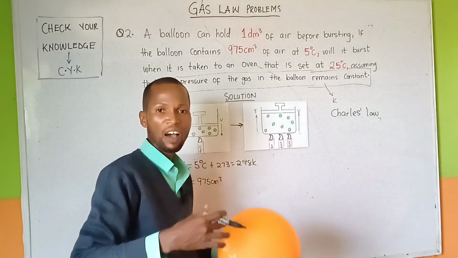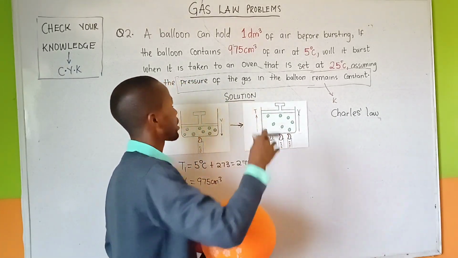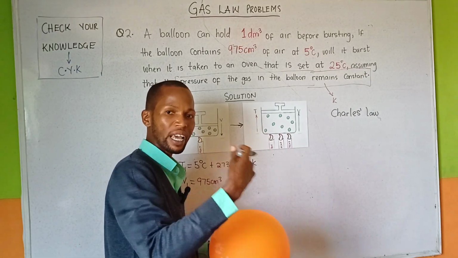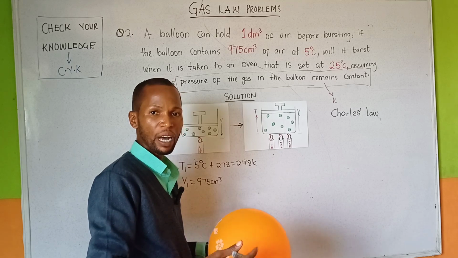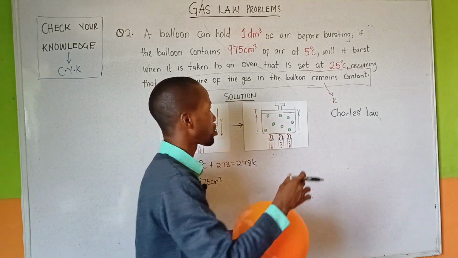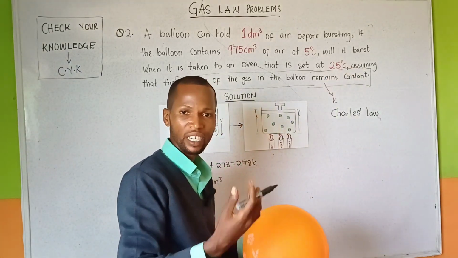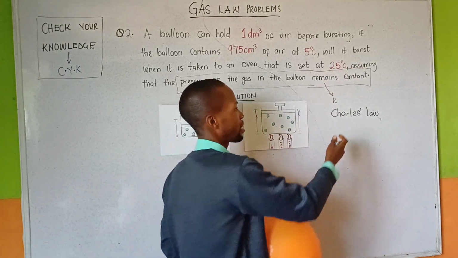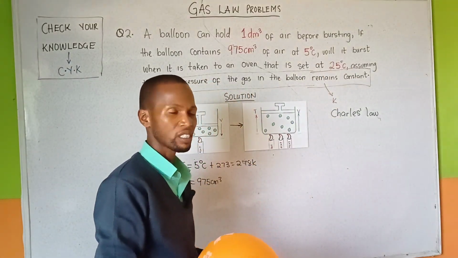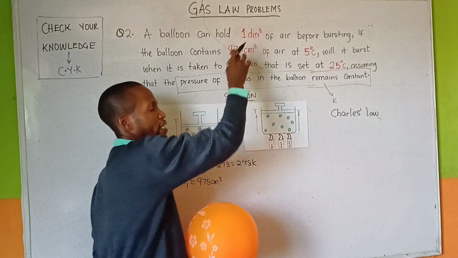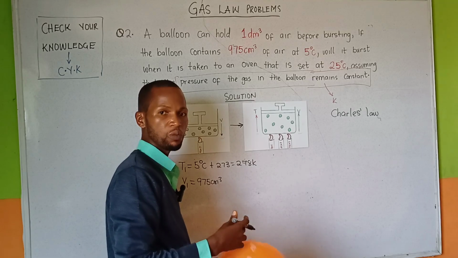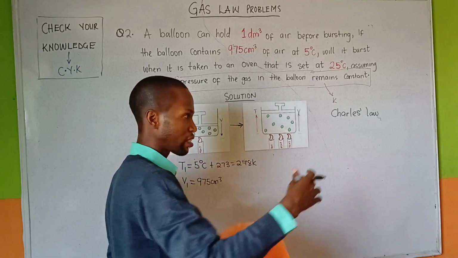So if we have an increase in volume, will it exceed the 1 dm cube, which is the standard at which, when the volume exceeds it, the balloon tends to burst? Now the question is, will the balloon burst under this condition when it is taken into an oven? We all know that in accordance with Charles' law, as temperature increases, volume increases. So will the volume exceed the 1 dm cube? That's what we've been asked to find. So let us check the volume of the air in the balloon when it is taken into an oven.